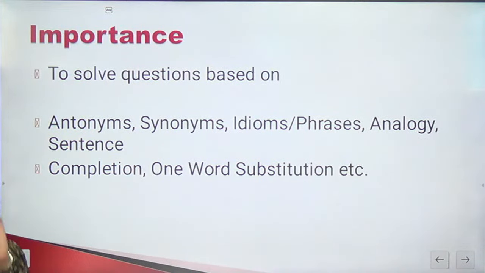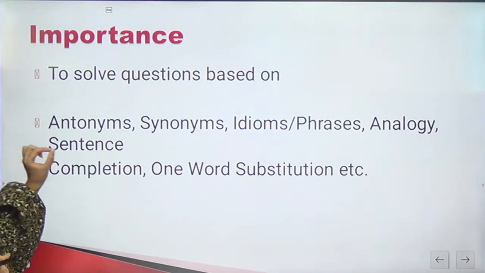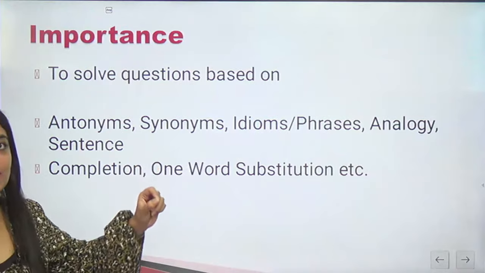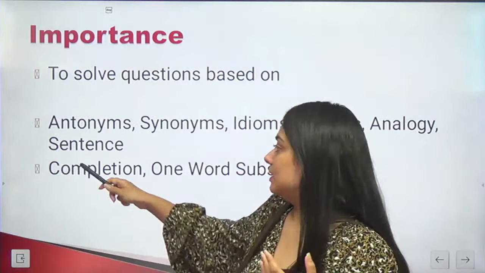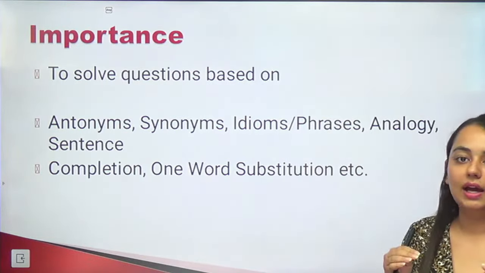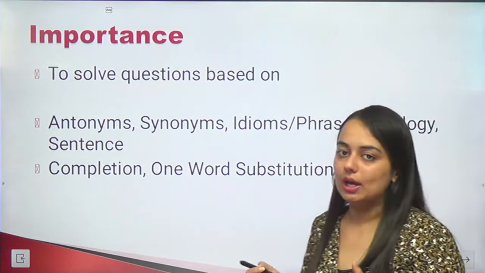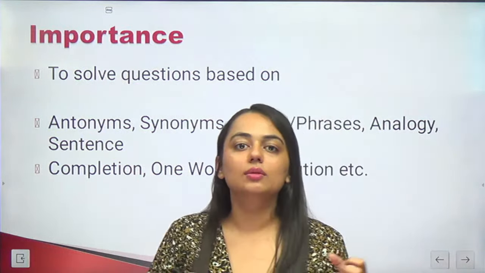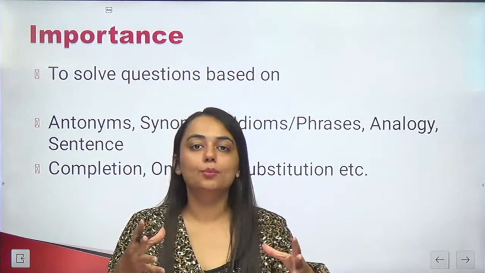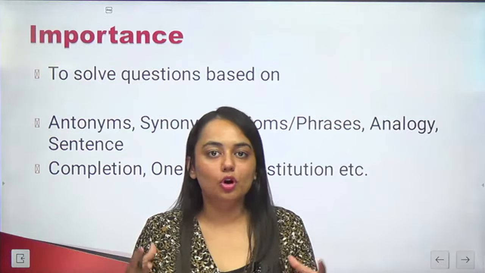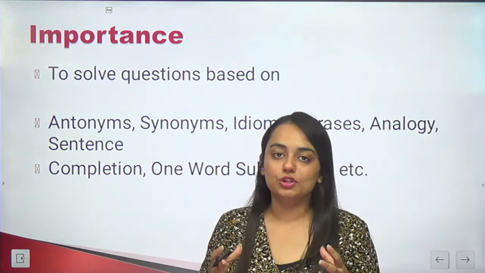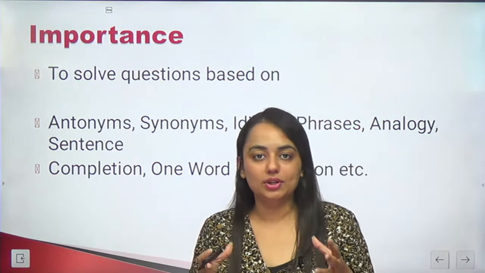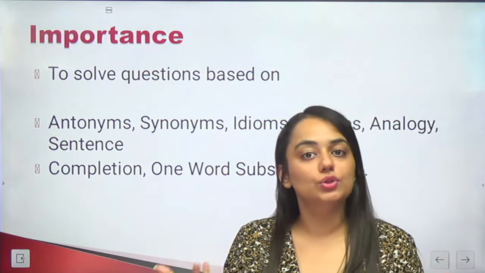So importance, first of all, let us see what is the importance of this section. To solve questions based on not just antonyms, synonyms, idiom phrases, analogy and sentences, but also questions related to sentence completion, one word substitution and many more. So we know vocabulary can come in different forms. Wo antonyms ki forms mein aapse question pooch sakte hain. Ek word aapko diya hoga question mein. Options mein bahut sare opposite words diye honge and you will definitely get confused in the options because the paper setter is smart enough to put confusing choices.